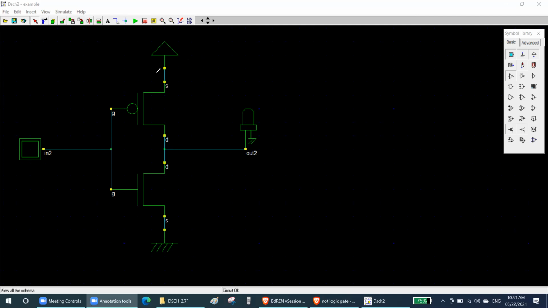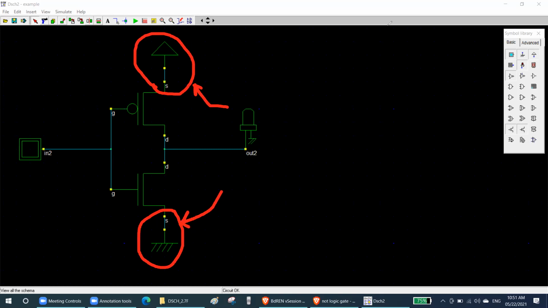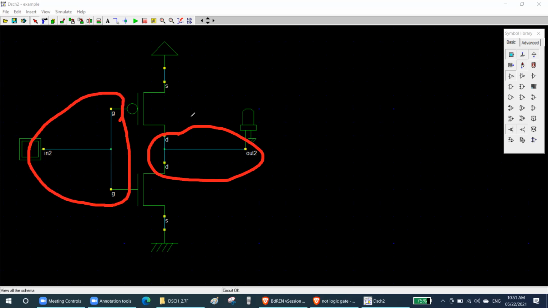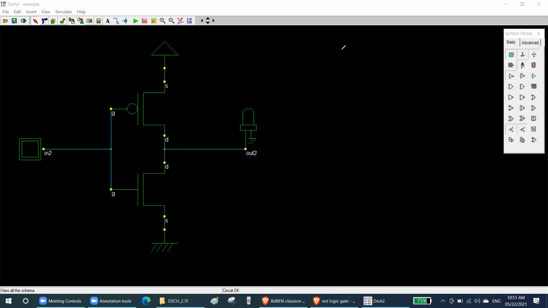Remember, the source is always your power. Your power is always connected to the source. The upper is giving you 5 volt. The bottom source is giving you the ground. Ground and 5 volt together become the power pins. So the power pin is connected to the source. Now, gate will be your inputs. So all the gates will be connected together and become your input, and the drains connected together become your output. Got my point, everyone?